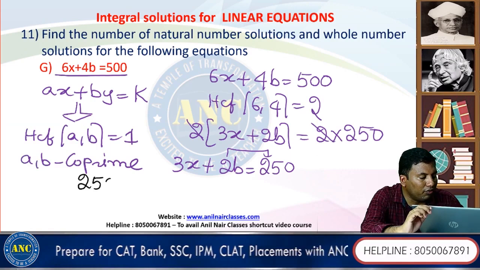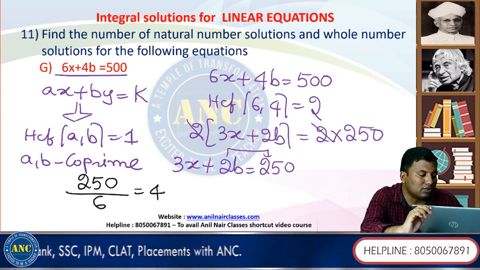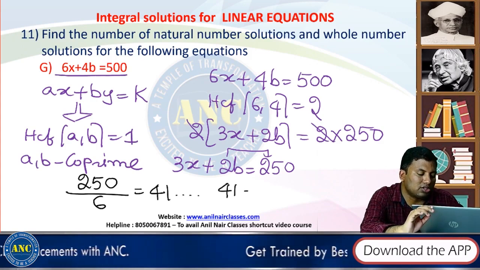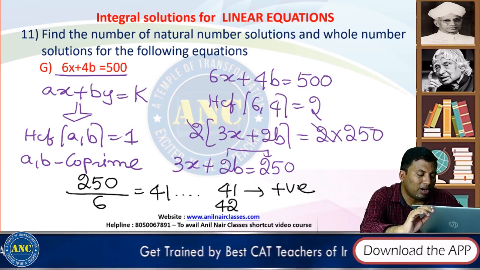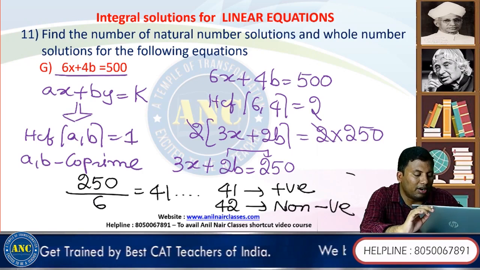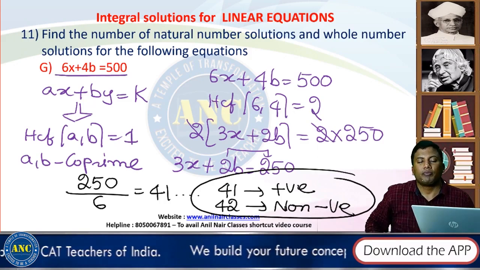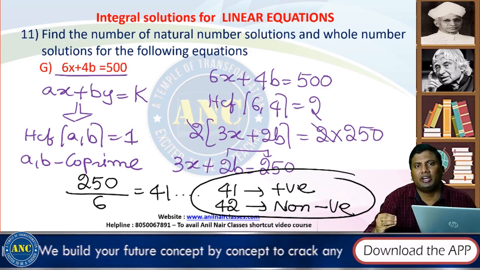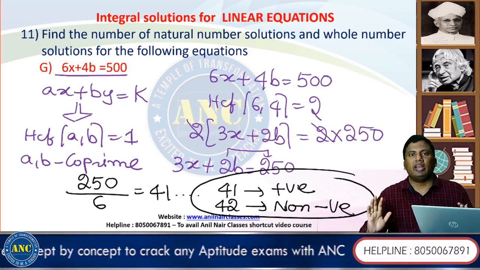So it is 250 by 3 into 2, that is 6. 6 fours are 24, 10. 41 point something. That means 41 will be positive. Add 1 to it. 42 will be non-negative. 41 is positive and 42 will be non-negative. I hope the idea is clear. Same thing, if both of them are factors of the right hand side, we did it. If one of them is a factor of the right hand side, we did it. I hope the idea is clear.